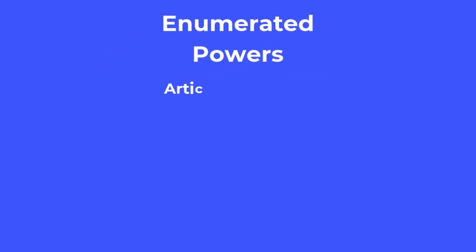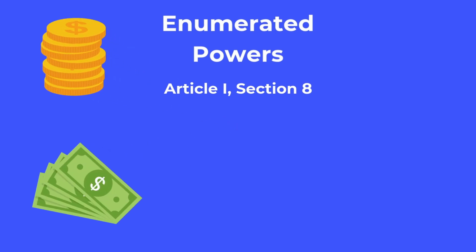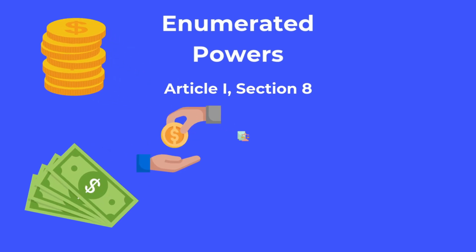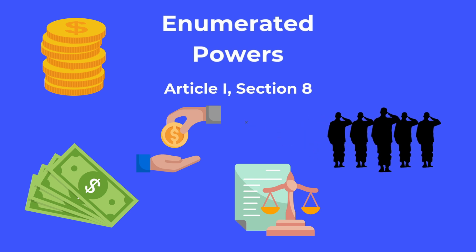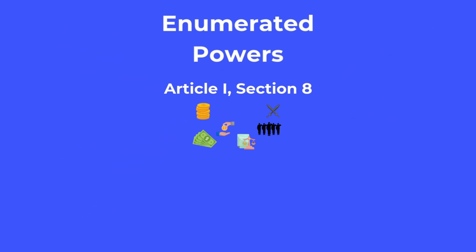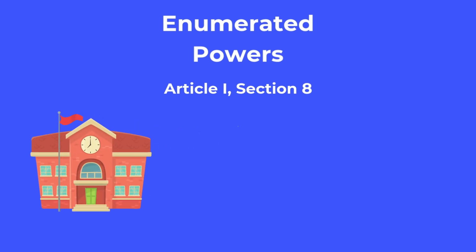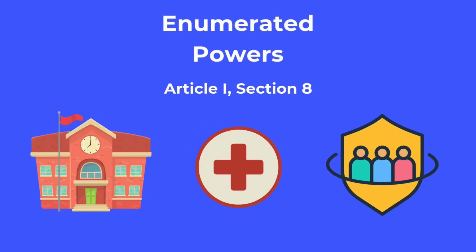Enumerated powers are found in Article 1, Section 8. These include the power to raise taxes, spend tax revenue, borrow money, regulate commerce, maintain armed forces, and declare war. Congress can also fund national programs like education, public safety, and social security.